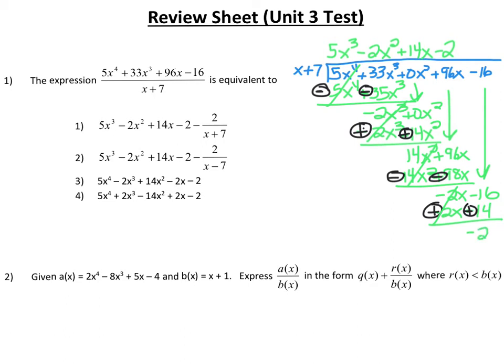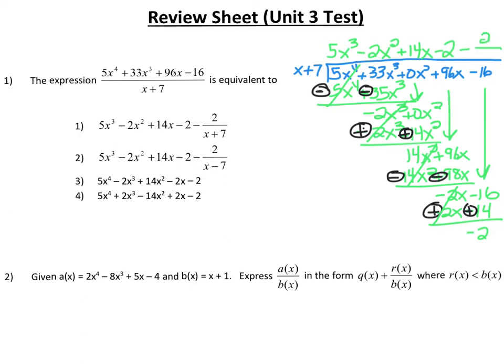Now, since I have nothing left to bring down, this is called my remainder. Okay, and what we do is we take our remainder and we put it over what we were dividing by. Now, if your remainder is a negative, you would put minus, and then let's put a fraction bar. We put our remainder on the top of the fraction bar. Now, since I already put this negative here, the only thing that's going on top of the fraction bar is going to be a 2.